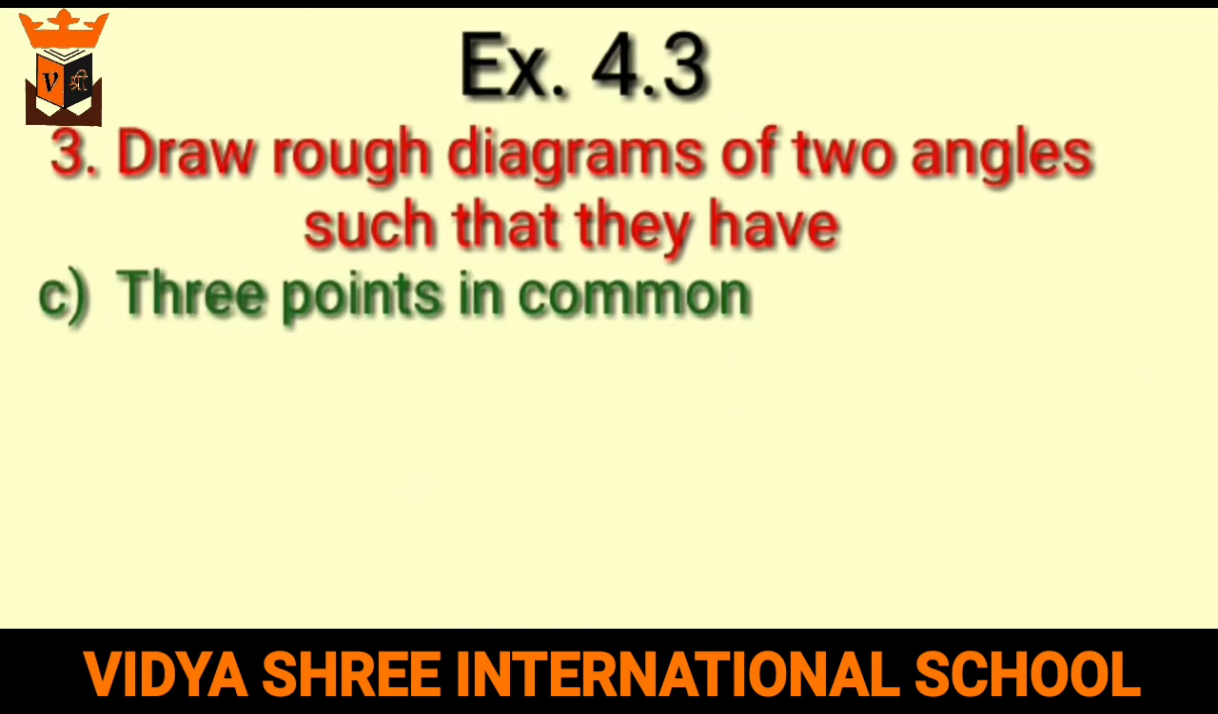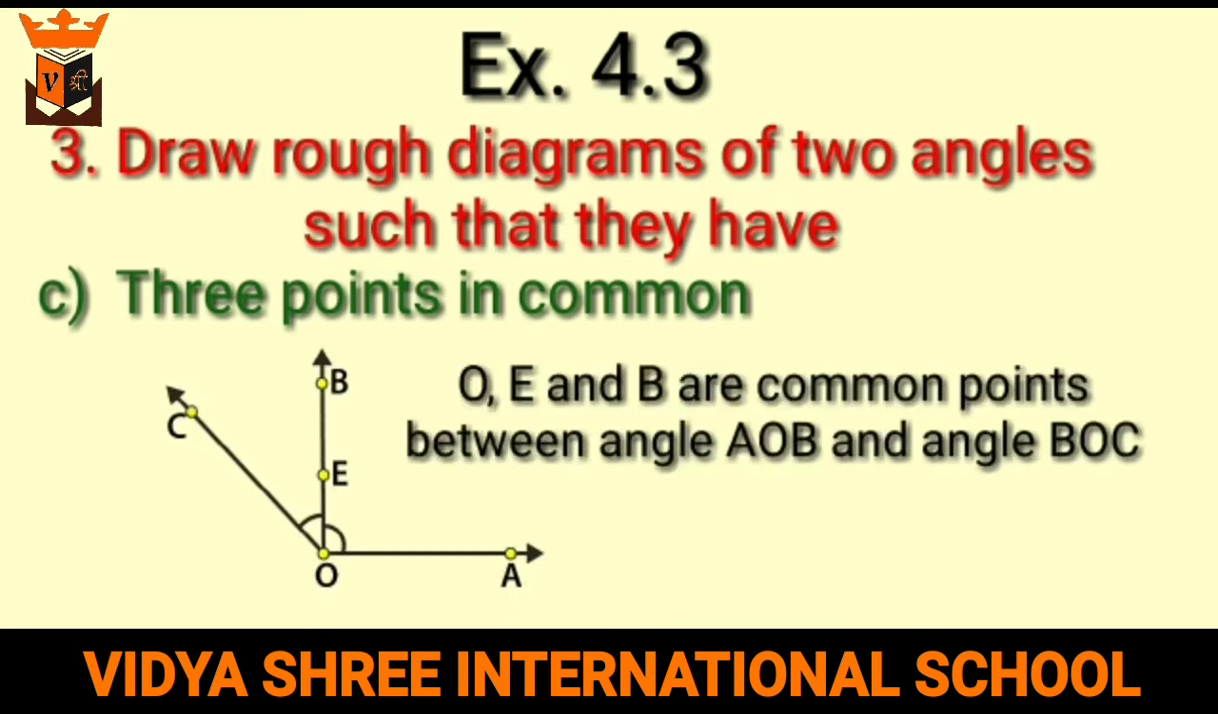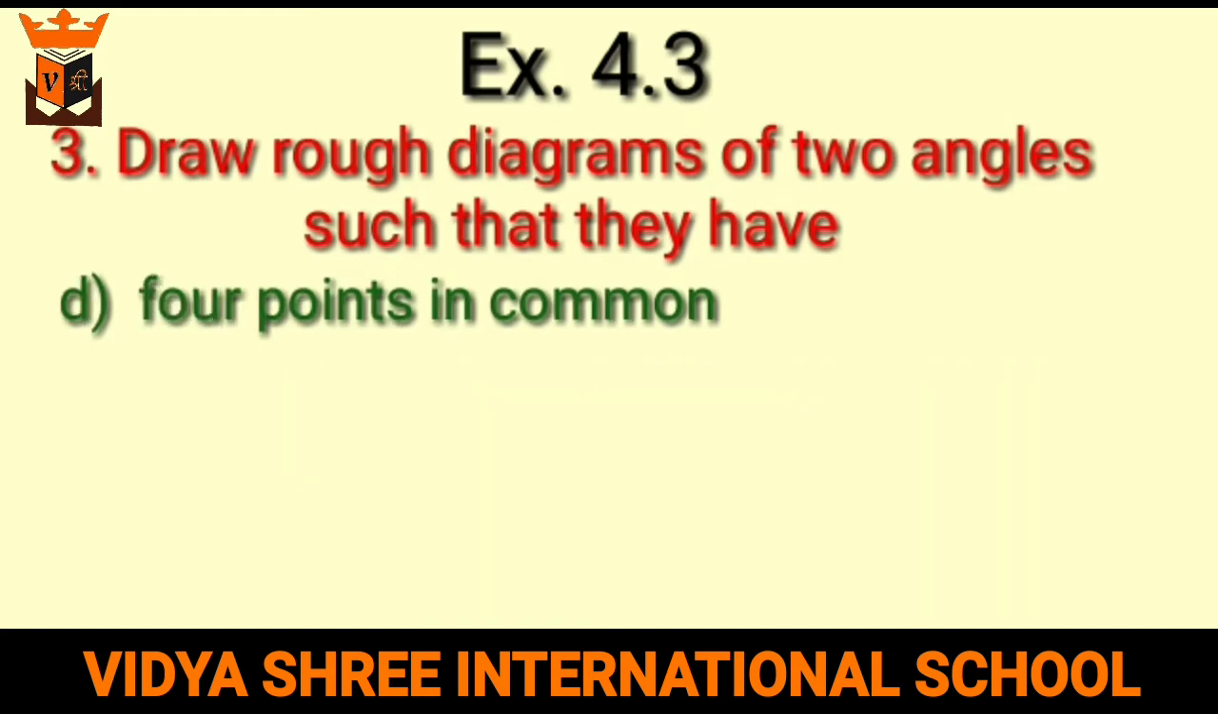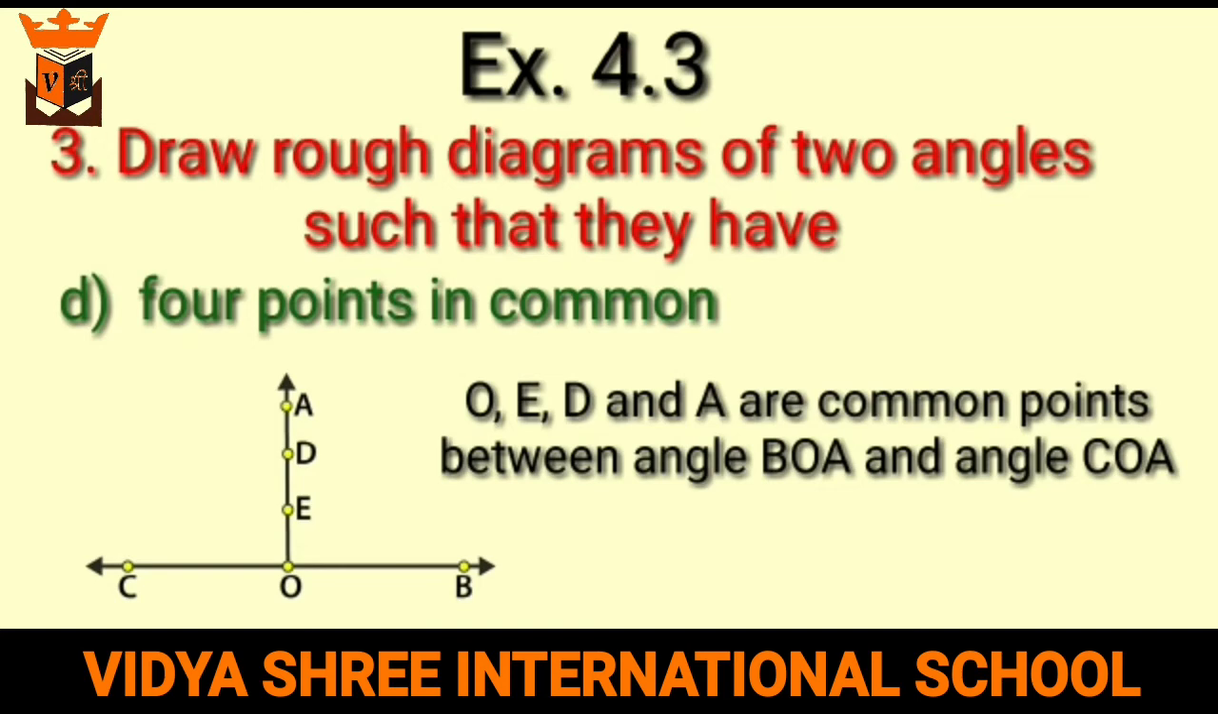C part is 3 points in common. So we have a diagram where O, E and B are common points between the angle AOB and angle BOC. D part is 4 points in common. So we have a diagram where O, E, D and A are common points between angle BOA and angle COA.